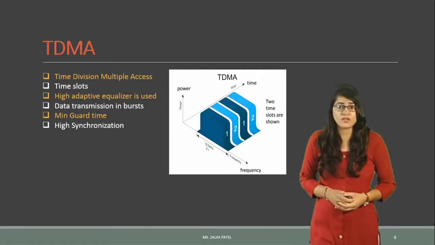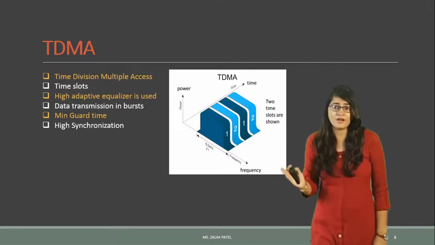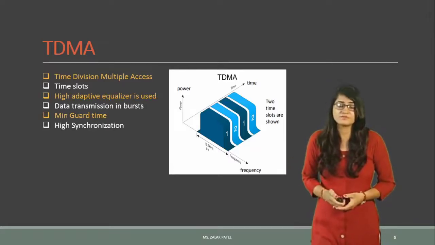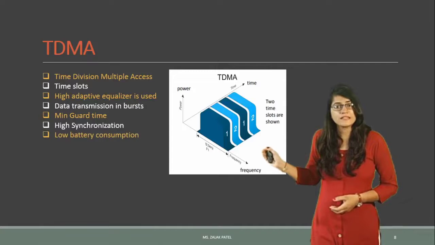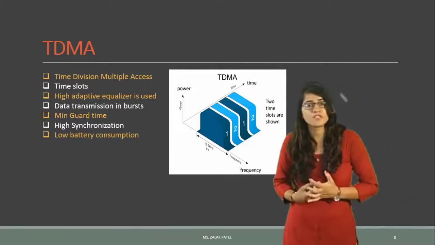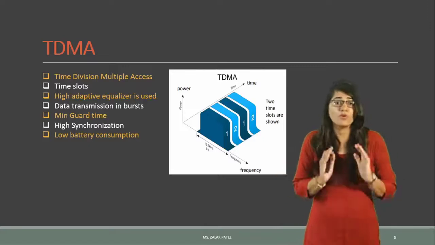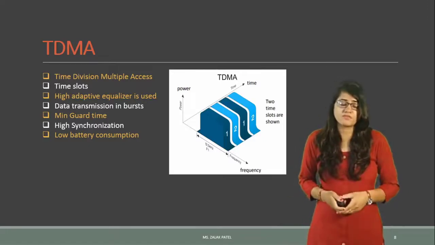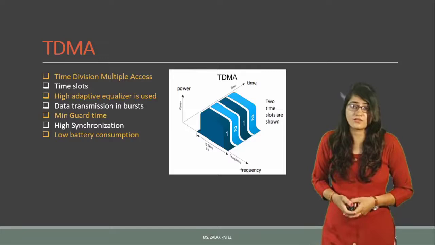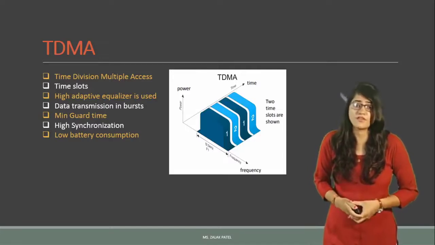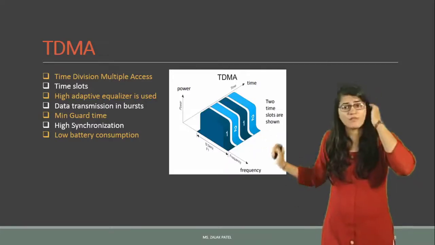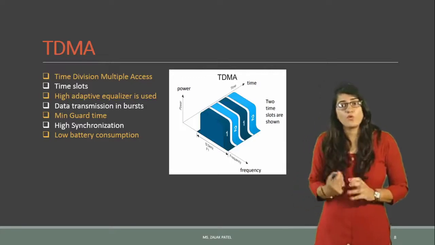Higher synchronization because of time slots division and frame type of transmission. Obviously, because of the highest amount of synchronization, and data is transmitted in terms of bursts, there is low battery consumption instead of the high battery consumption that is required in the case of FDMA. So this is the advantage of TDMA over FDMA.